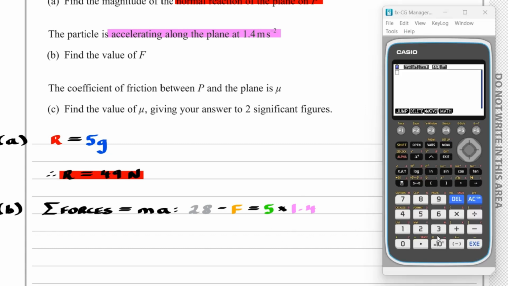To find out what F is, that's equal to 28 subtract 5 multiplied by 1.4, which is 21. So F is 21 newtons.